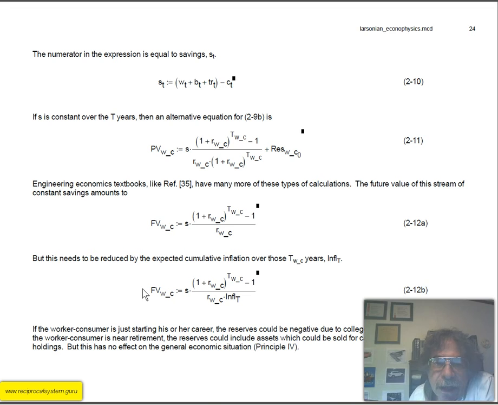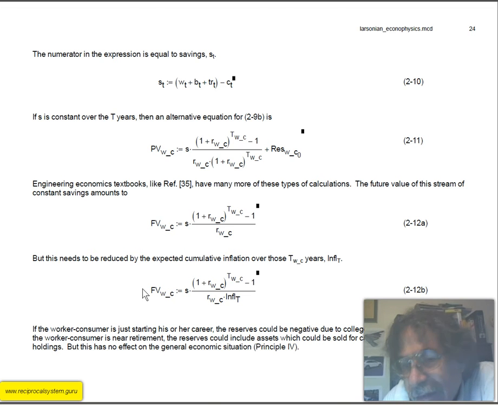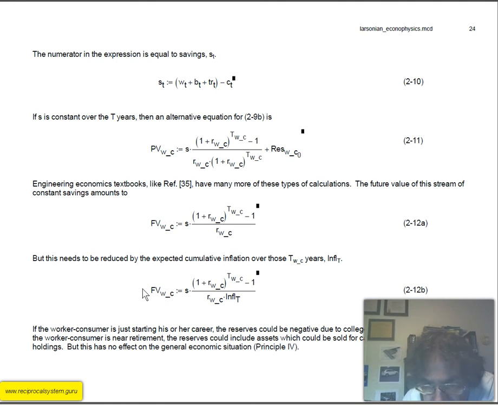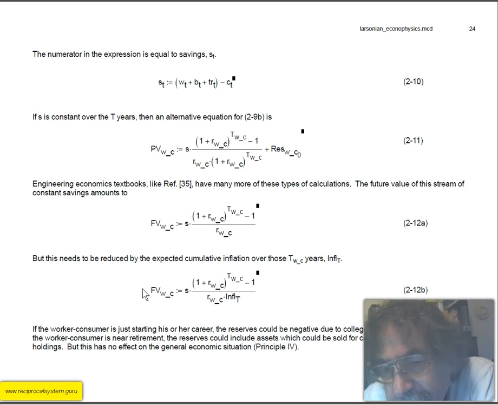So engineering economics textbooks like Reference 35 have many more of these types of calculations. The future value of this stream of constant savings amounts to FV, which is the future value of the worker consumer, equal to the savings per period times (1 plus R sub WC) to the power T sub WC, minus 1, divided by R sub WC.